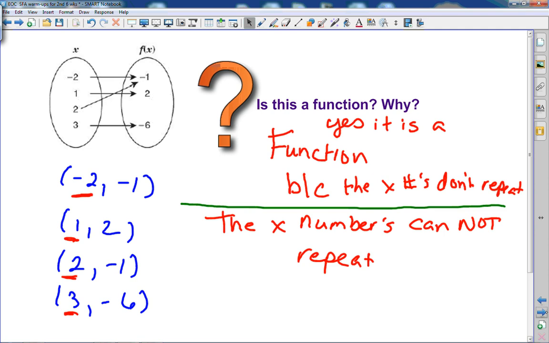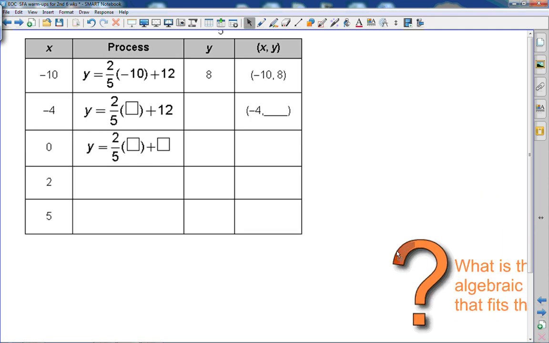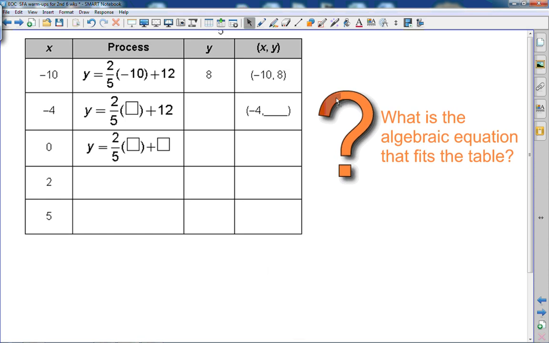Next one. Well, here's the table. It says, what is the algebraic equation that fits this table? So let's go through and figure this out here. Figure out what's going on.